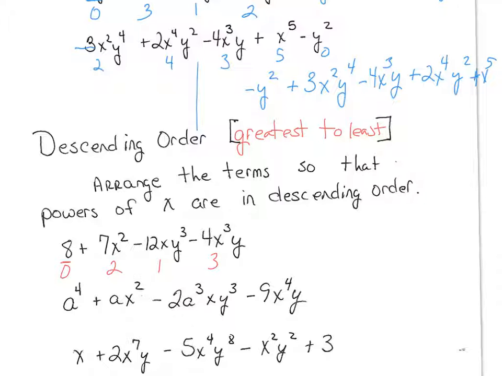It would be negative 4x cubed y, then 7x squared. Be sure you keep the right sign with them. Negative 12xy to the third power. And 8. Is she right, Jared? Yes, greatest to least.